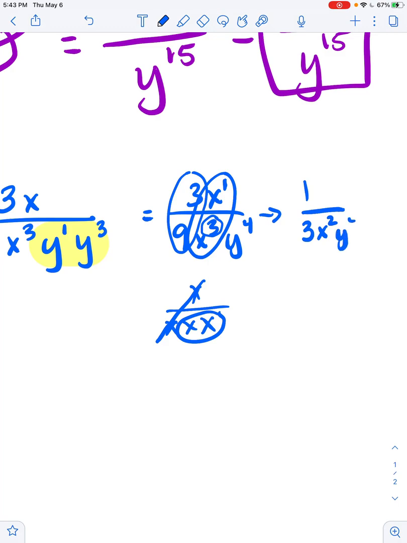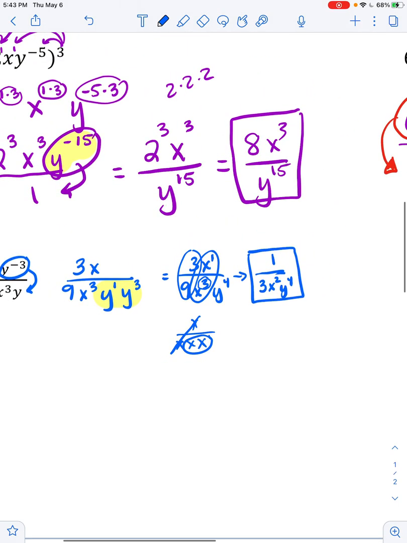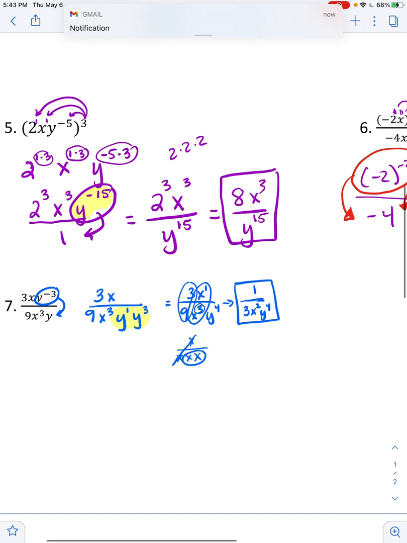And then I have my y to the 4. I'm going to just put this one more in the middle because I didn't realize I wasn't going to have anything else on the top. So when I'm done, I have 1 over 3 x to the second, y to the fourth. I do not have repeated bases. I do not have negative powers. So I am good to go.